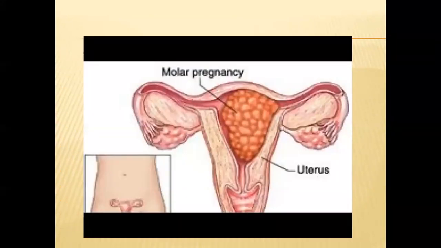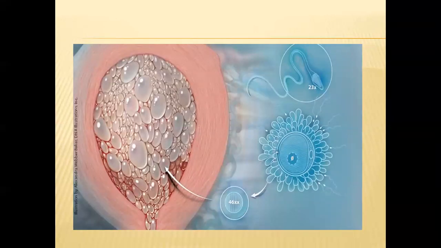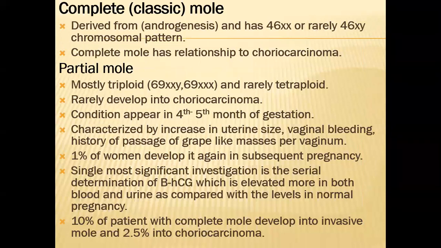Now here you can see the uterus is filled with these grape-like structures, clear fluid-filled moles. This is the molar pregnancy. And here you can see the uterus is covered with grape-like structures, clear fluid-containing granules. This is the picture of hydatidiform mole. Now, as I have told you, there are two types, non-invasive and invasive. And non-invasive is again divided into two, complete and partial. So now we see what is the difference between these two.